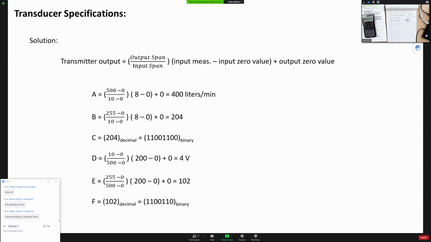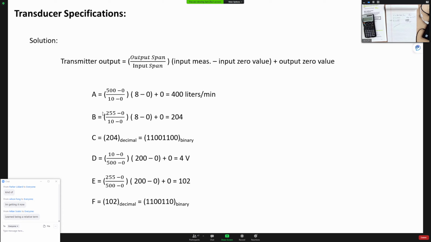Maybe we do a few more calculations. You will get this part. Okay, so for this answer here, this part is just converting the decimal into binary. This part is converting the decimal into binary.